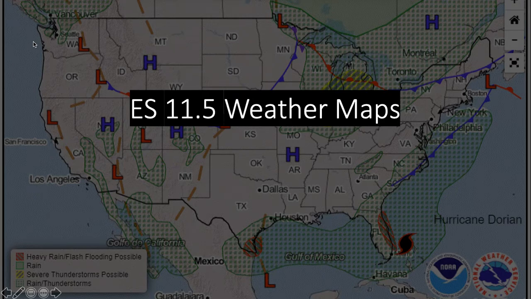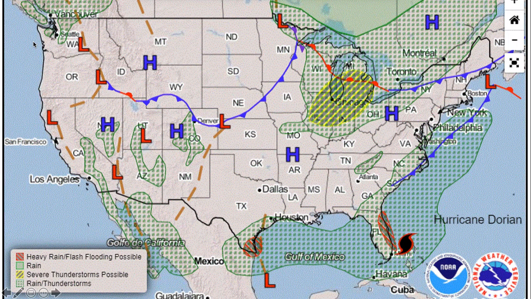This is the final set of notes for the atmosphere and weather unit. In fact, this is the final set of notes for the year. It's called ES 11.5 Weather Maps. You can see here in this weather map that a lot of information is provided, and it helps if you know how to read it.